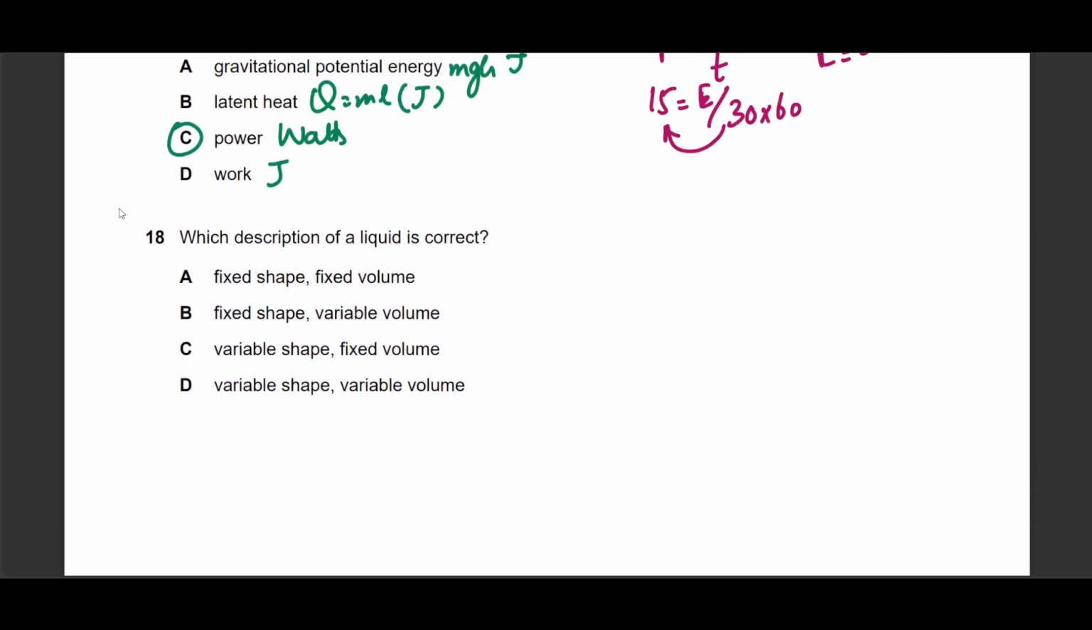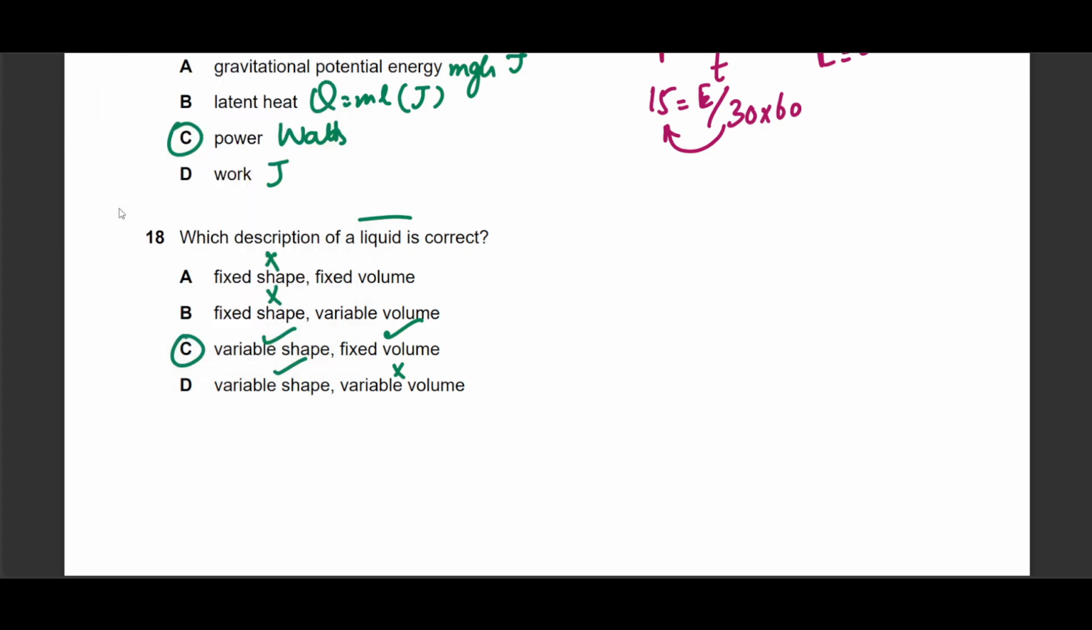Question 18 asks what description of the liquid is correct. Of course, we understand that it doesn't have a fixed shape. So A and B cannot be possible. So it has a variable shape. Yes. It has a fixed volume. Yes, the volume is fixed. Variable volume, no. So this is why the answer of this question would be C.